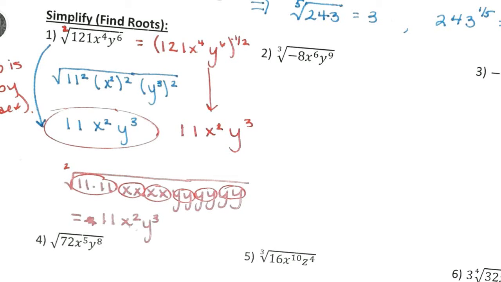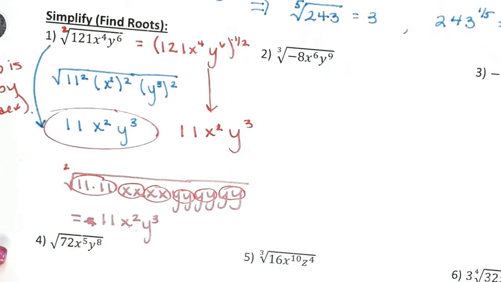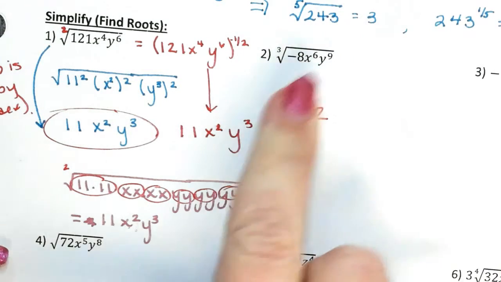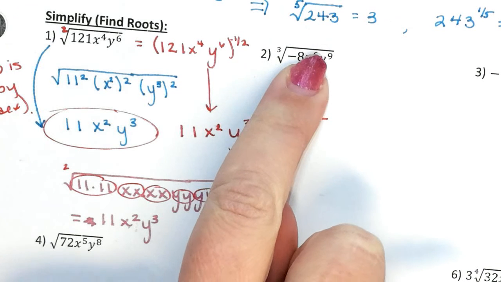-8. What do you multiply by itself 3 times and get -8? 2 times 2 times 2 would be a +8. -2 times -2 times -2 is -8. So our answer here, starting with the -2, okay, how about the x to the 6th?